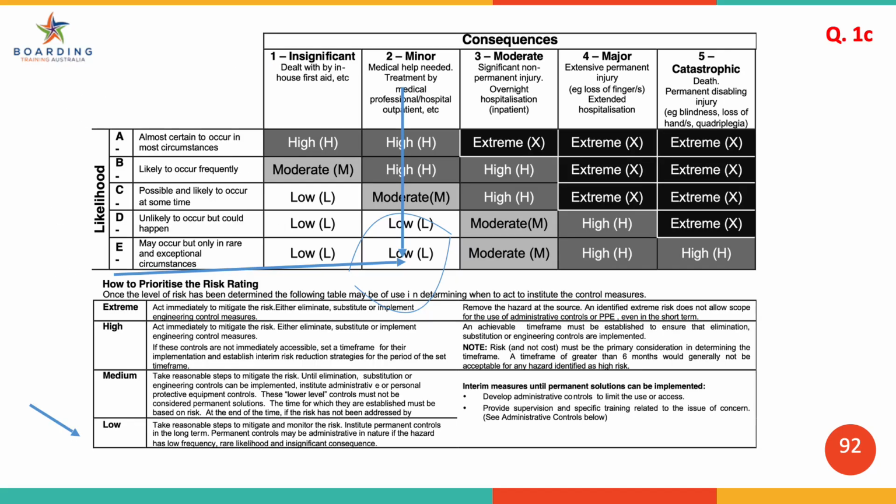So you can see this one here. So we've picked minor for the consequence. So that's medical help needed, but treatment by a medical professional, hospital at outpatients, etc. And may occur, but only in rare and exceptional circumstances. So the risk is low. And so that's how you use the risk matrix. So look at your particular hazard and do a risk assessment on the hazard.